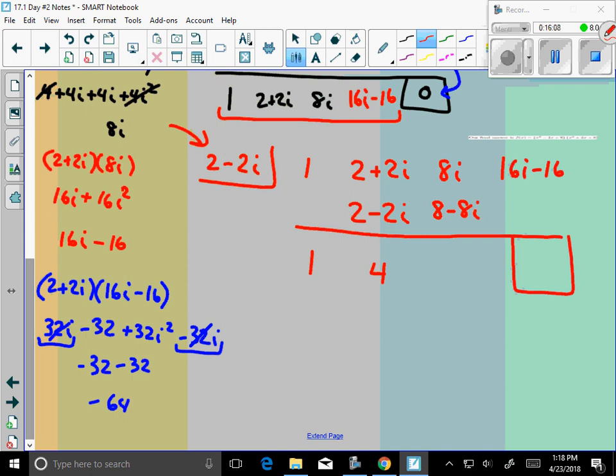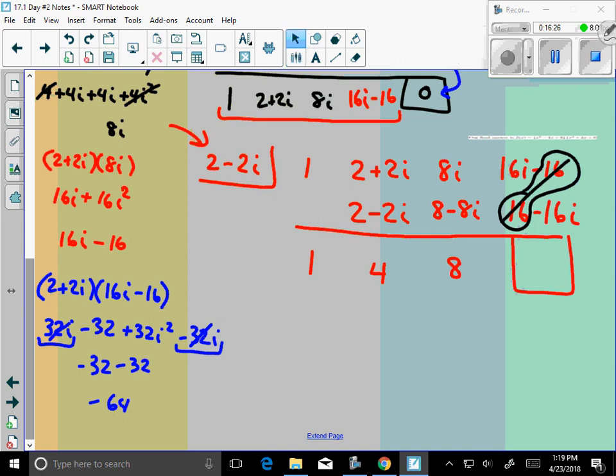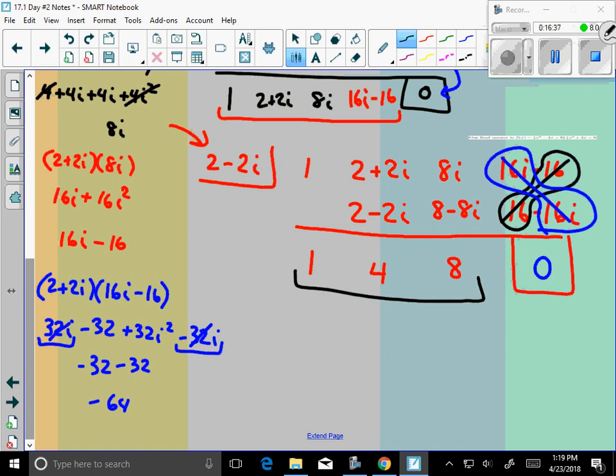Oh, I'm liking what I'm seeing. What happens to the 8i's? They're gone. Now I multiply again. That's going to be 16 minus 16i. What happens to these two? They're gone. What happens to these two? They're gone. So I get 0. So what does this mean then? What is this? That's the remainder, or that's the rest of the polynomial that's left.